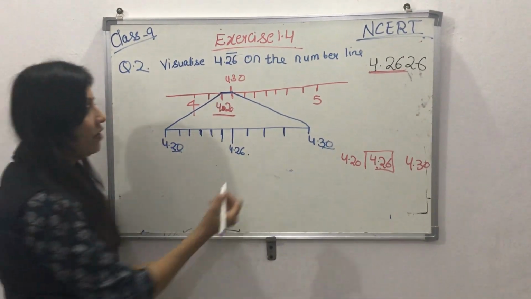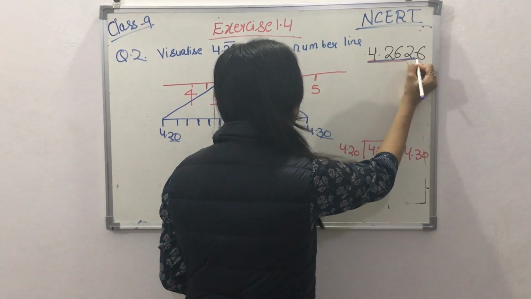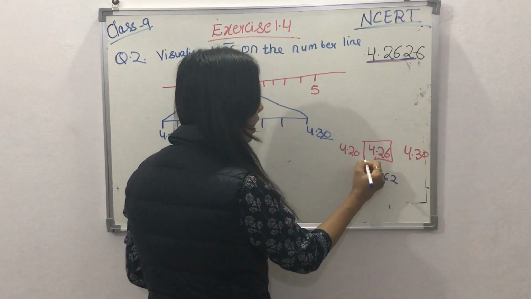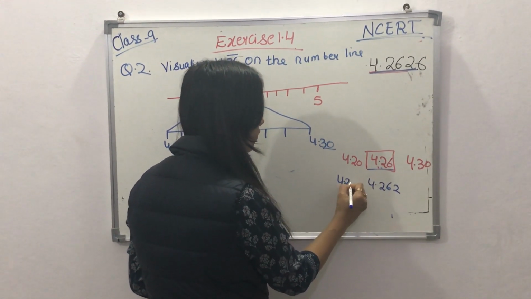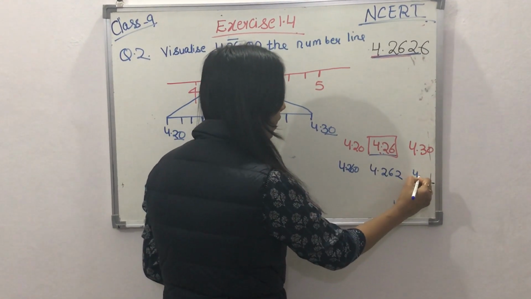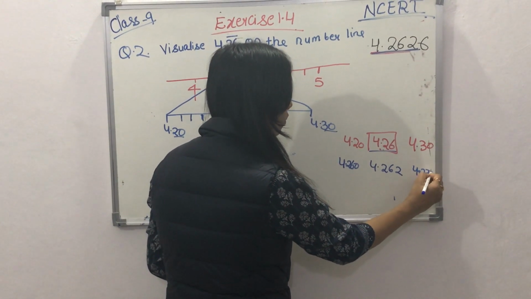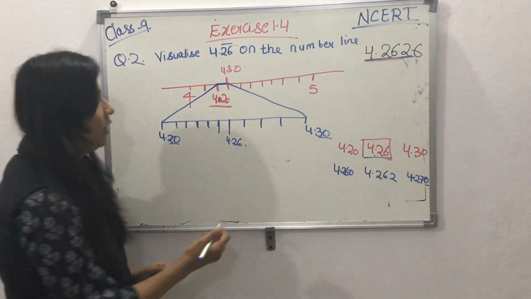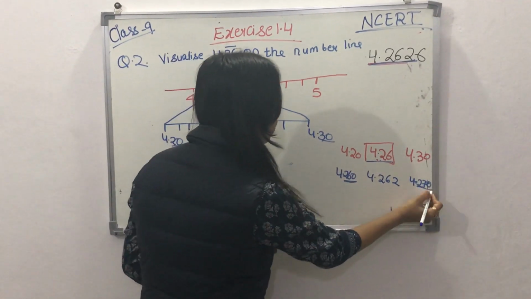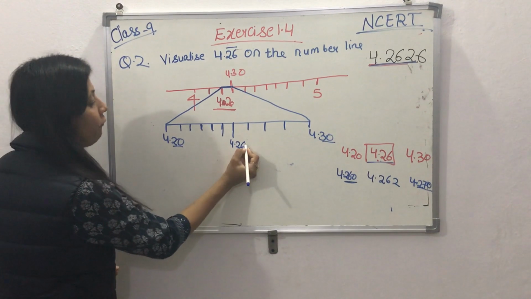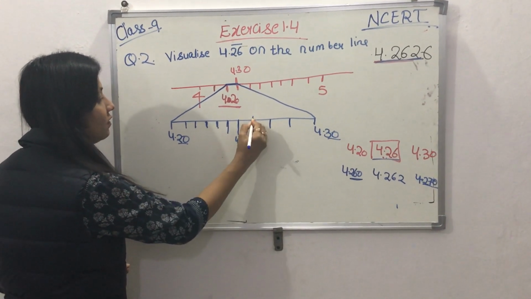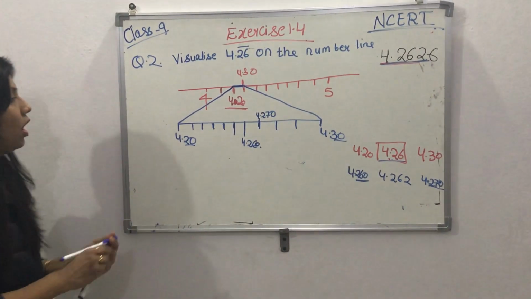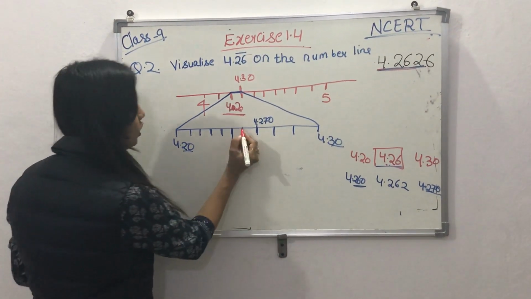Now the next number is 4.262. So 4.262 will lie between 4.260 and 4.270. So this is your 4.260 and this is your 4.270. So what we will do now, we will magnify this portion.